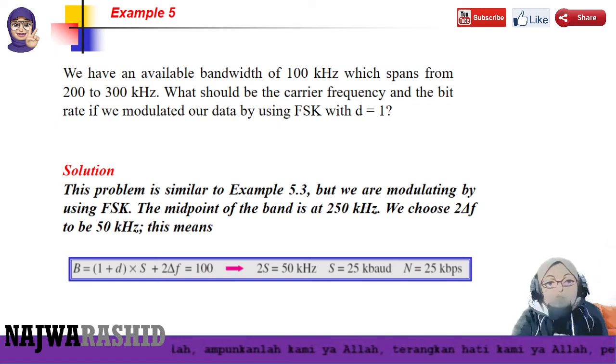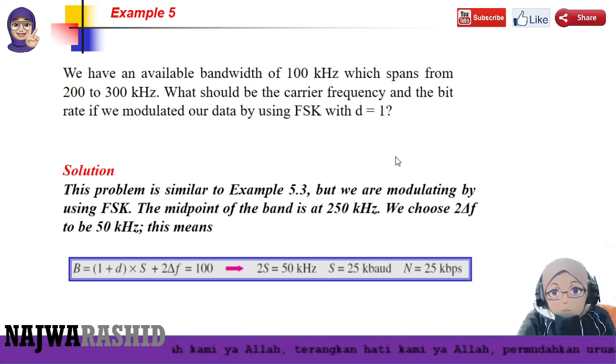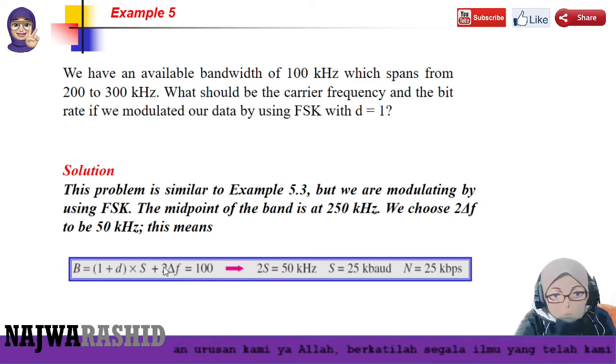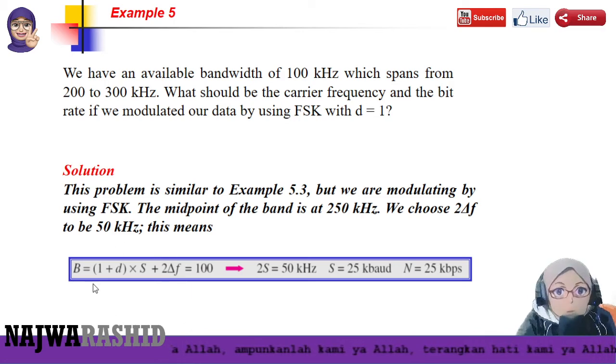So the midpoint of the bandwidth is at 250 kilohertz. We choose 2 delta F to be 50 kilohertz, which means, based on this formula, bandwidth is (1 plus d) times S plus 2 delta F. Okay, this is the formula. So bandwidth equal to 100 kilohertz.